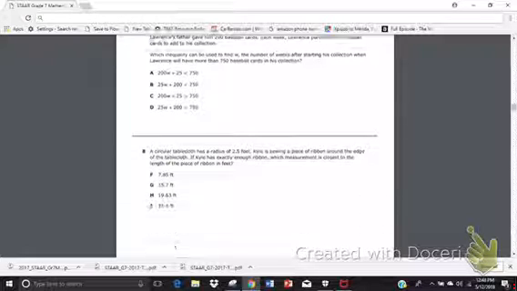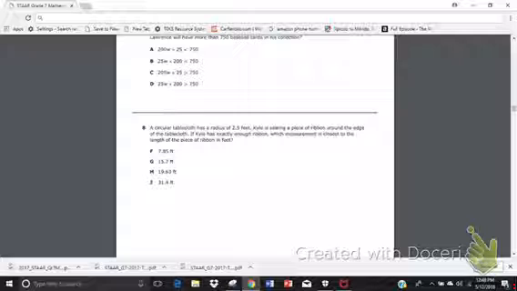Number 8. A circular tablecloth has a radius of 2 5/10 feet, or 2.5 feet. Kyle is sewing a piece of ribbon around the edge of the tablecloth. If Kyle has exactly enough ribbon, which measurement is closest to the length of the piece of ribbon in feet?